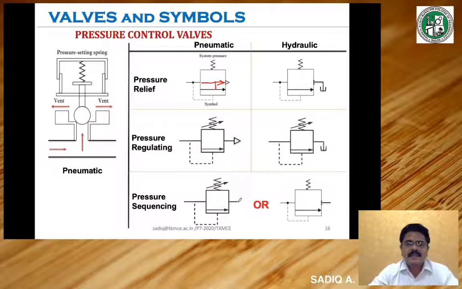In a pressure sequence valve, if there is excess pressure here, the valve will be opened. Once the valve is opened, that liquid will go to another circuit where some actuation is happening. So, if the pressure in one line reaches a particular limit, then that signal is taken to actuate another one. One actuation happens after another, that means a sequence happens. So, this is how a pressure sequencing valve works.